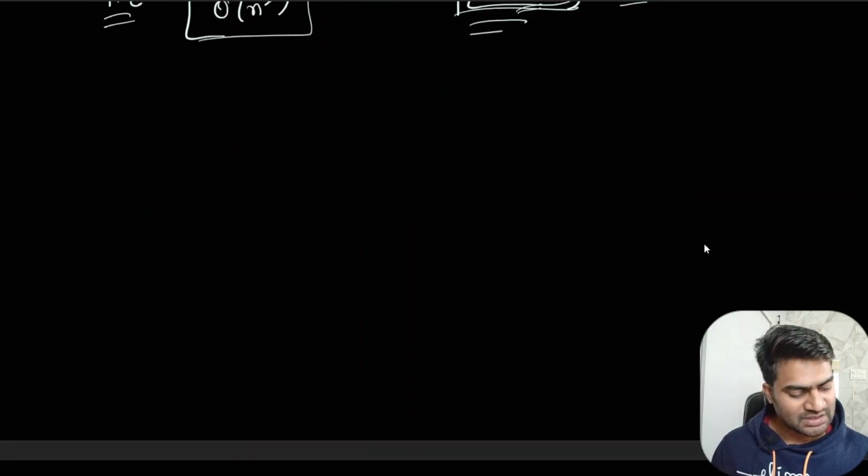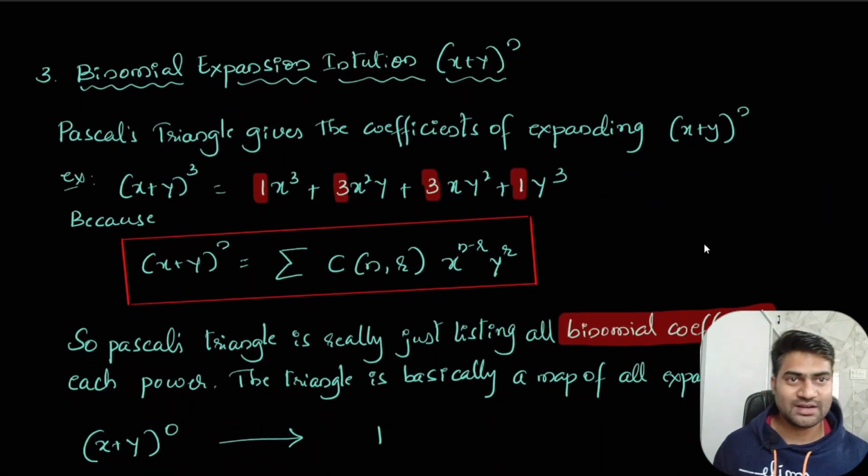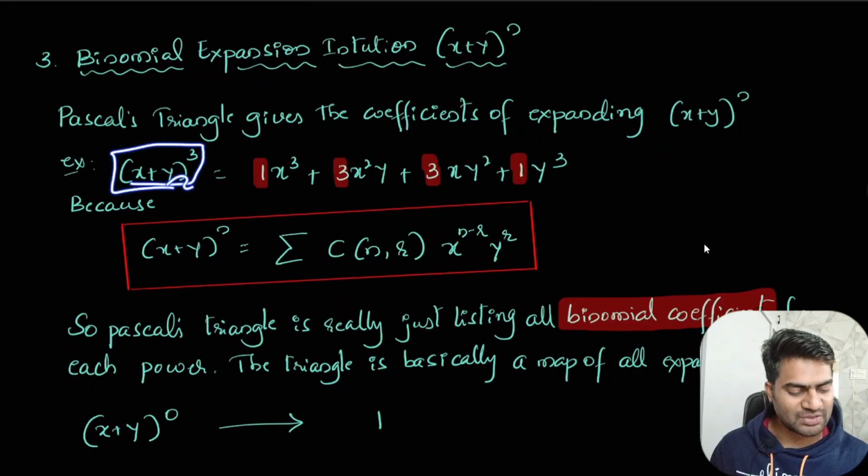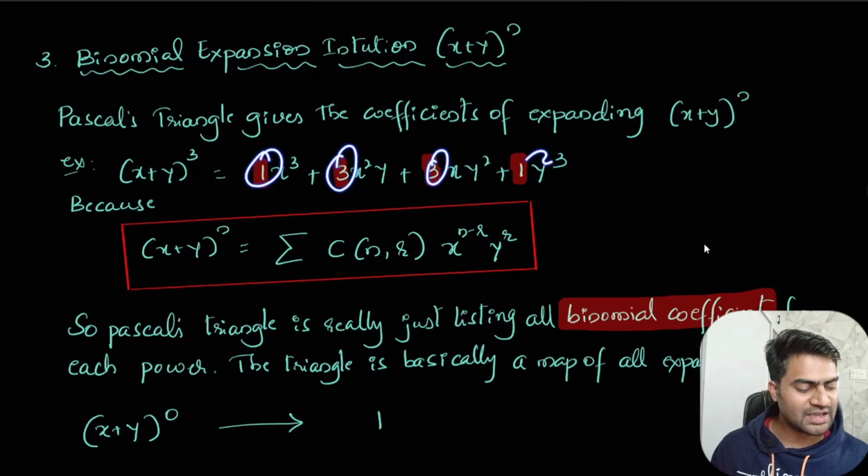Okay, so now there is one more kind of intuition which is worth understanding. So now if you see, this is a binomial expansion intuition basically. So if you consider x plus y raised to n, what Pascal's triangle gives is the coefficient of expanding x plus y to the power n. So what exactly does it mean? Let us take a small example. If the row number is 3, what we got? 1, 3, 3 and 1, right?